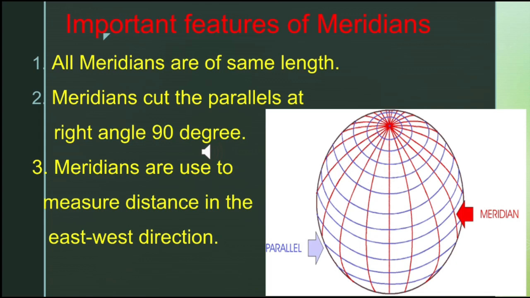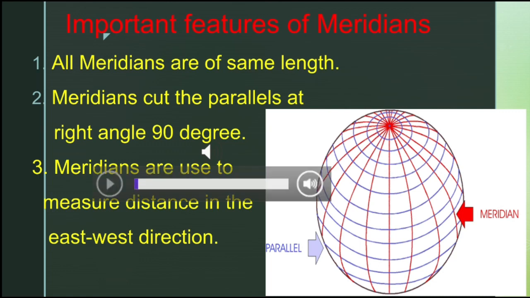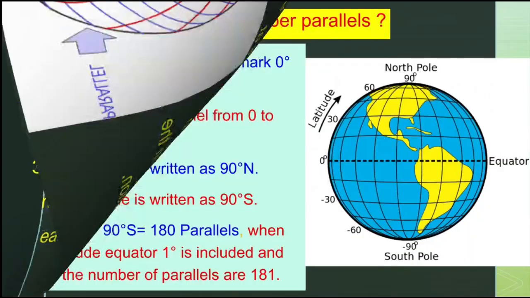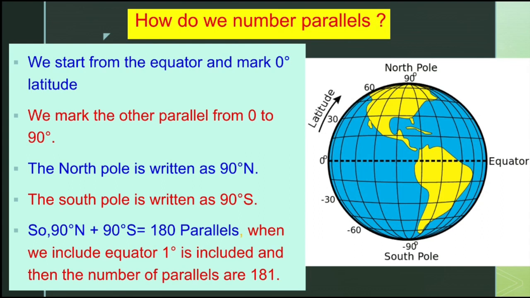Now the next topic that we are going to see is how we number parallels. Number plays a very important role when we have to measure or calculate anything. So parallels and meridians, both are numbered. Now we are going to see how they are numbered and how we number parallels.